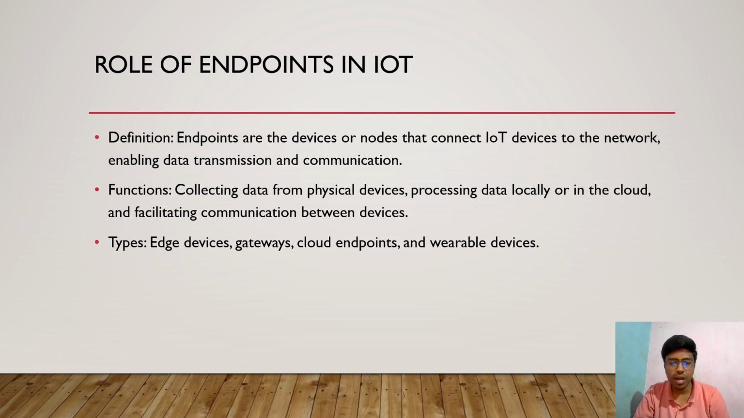Role of endpoints in IoT. Definition: endpoints are the devices or nodes that connect IoT devices to the network, enabling data transmission and communication. Functions: collecting data from the physical devices, processing data locally or in the cloud, and facilitating communication between devices. Types: edge devices, gateways, cloud endpoints, and wearable devices.